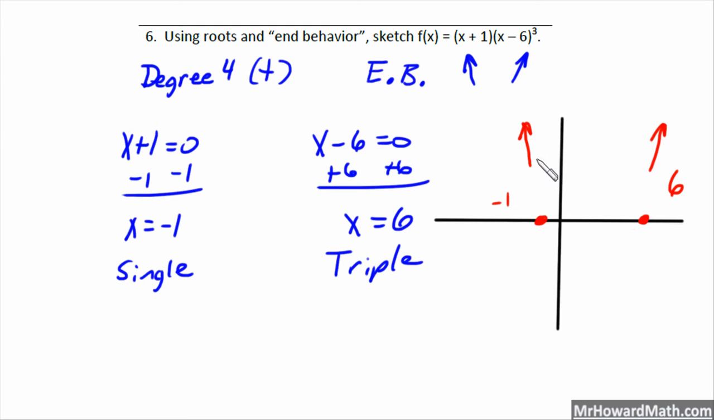So we have a single root at negative 1, so we will slice through there at negative 1. And then when we get to 6, we'll have a change in concavity. We have that triple root. So exaggerating this a little bit, it looks like that right on the x-axis. You have the change in concavity there for a triple root. So that would be everything we need for problem 6.